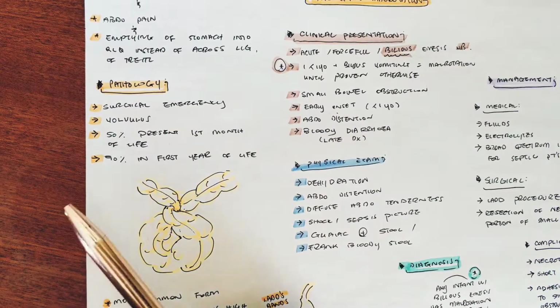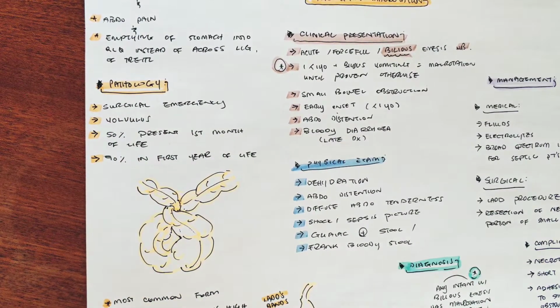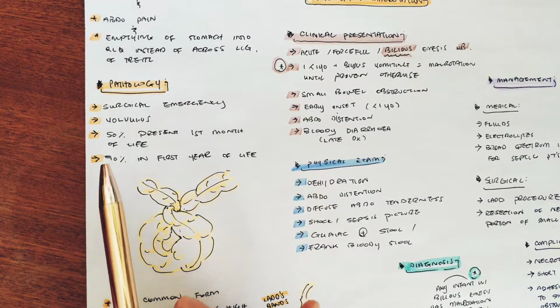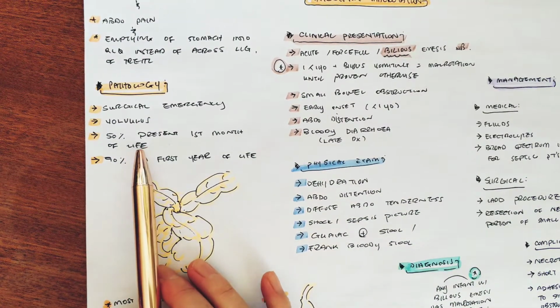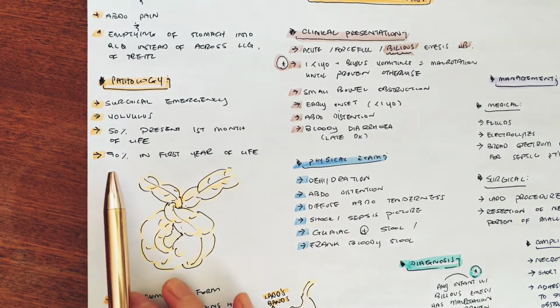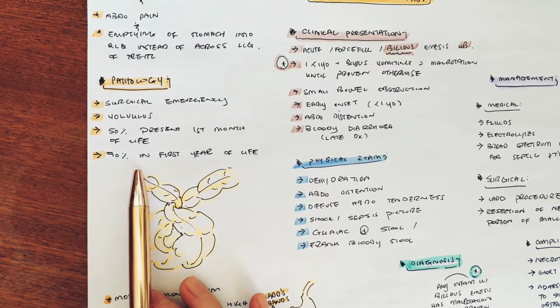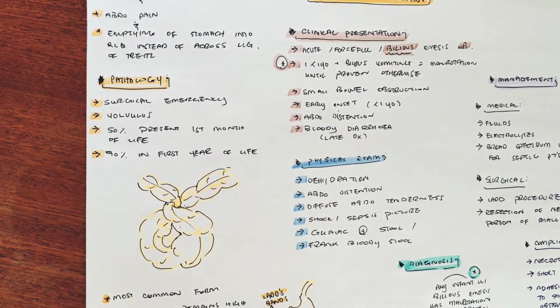First of all, we want to mention that intestinal malrotation is a surgical emergency. There is a volvulus of the intestines, and 50% of cases would present within the first month of life. So very early presentation, and 90% of all cases of intestinal malrotation would have presented within the first year of life. So this is quite difficult to miss.